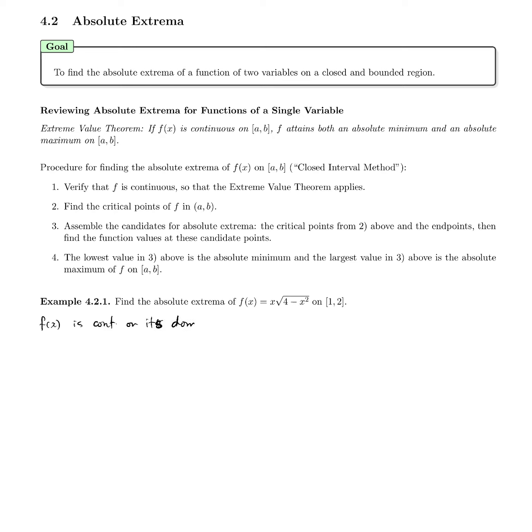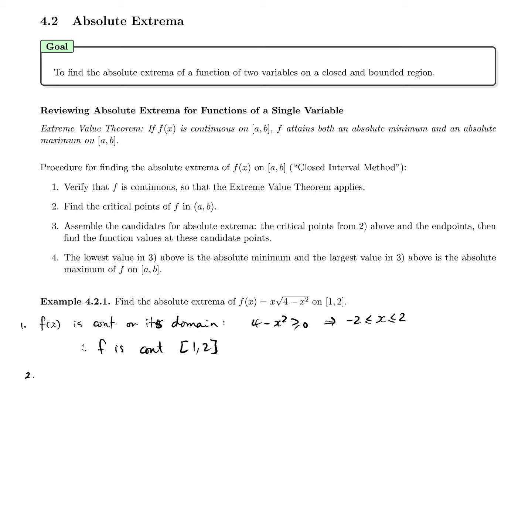And the domain is where 4 minus x squared has to be greater than or equal to 0, which means that minus 2 has to be less than or equal to x is less than or equal to 2. And so since our closed interval is in this domain, f is continuous on the interval [1, 2]. And so we can apply the procedure above. So that was step 1.